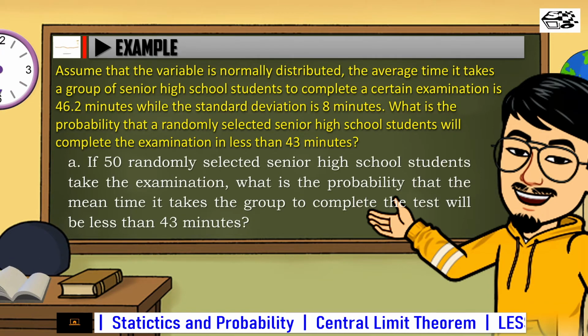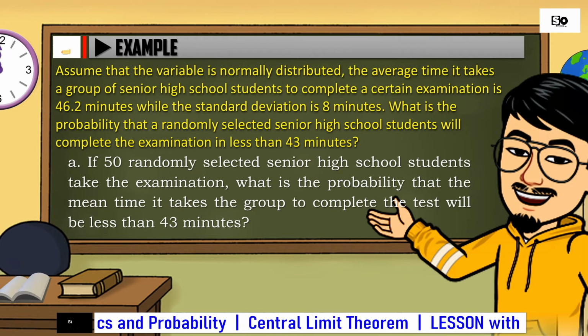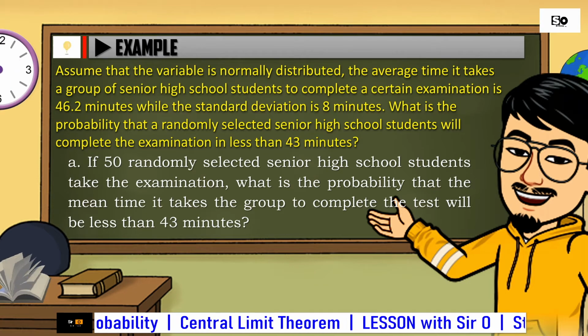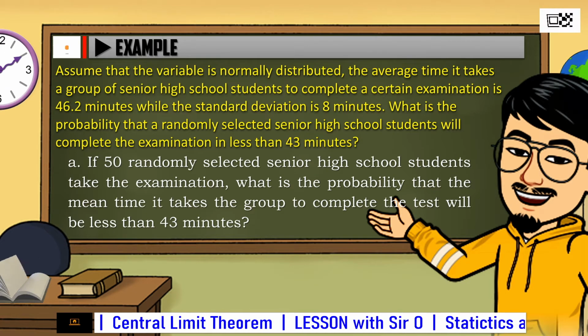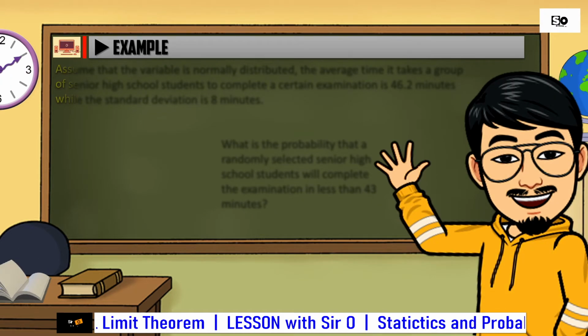Follow-up question. If 50 randomly selected senior high school students take the examination, what is the probability that the mean time it takes the group to complete the test will be less than 43 minutes? Here are the steps in answering this type of question.